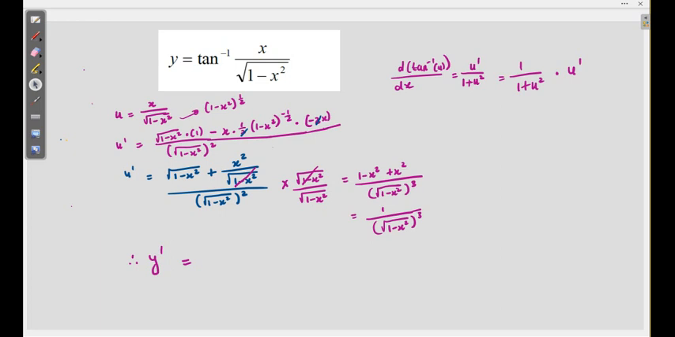You get it? Okay. Yes, I also do it like that. Right, so we have 1 over 1 plus. Now remember, our u is the whole thing, right? So we're gonna say x over the root of 1 minus x squared, all squared, multiplied by 1 over the root of 1 minus x squared, all cubed. Ne?